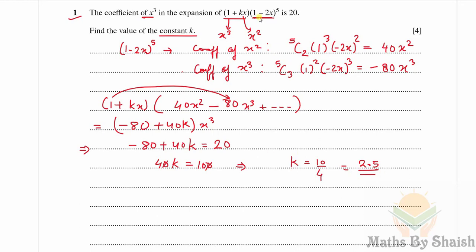Otherwise, we could also expand this completely. For (1 - 2x) to the power 5, we know the coefficients are going to be 1, 5, 10, 10, 5, 1. So it was easy, but it was not required to work out all the coefficients. So we have only done it for x square and x cube.